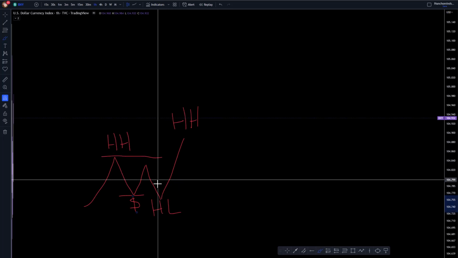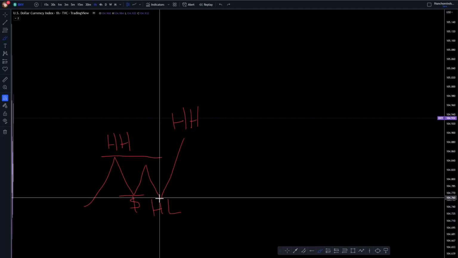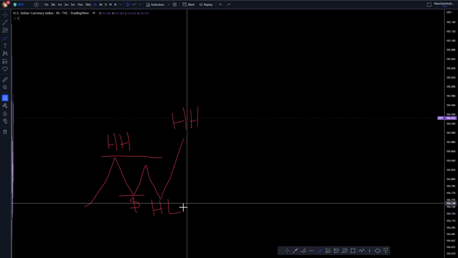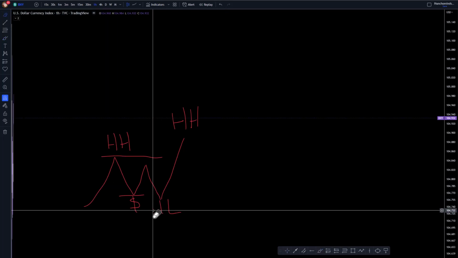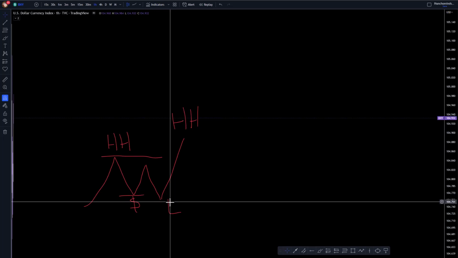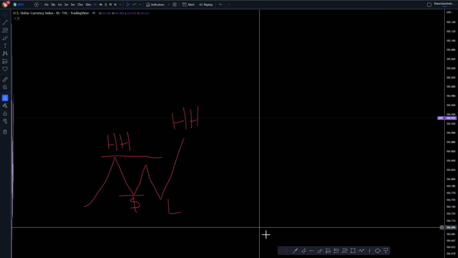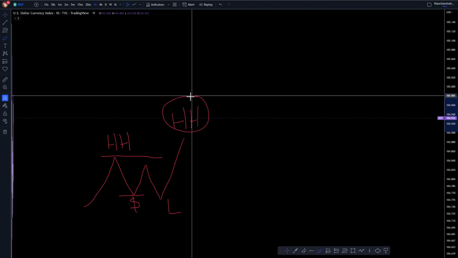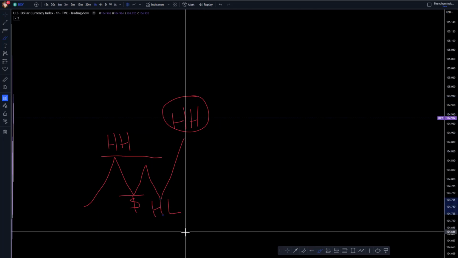Now, from that higher low to a new higher high, I want to be clear on this: until that low creates a higher high, it's just a low. It's just a previous low. Once it creates that higher high, then it becomes a higher low. Right?